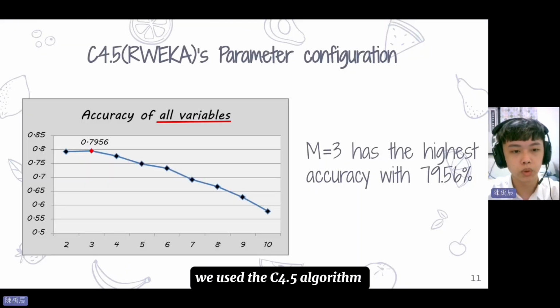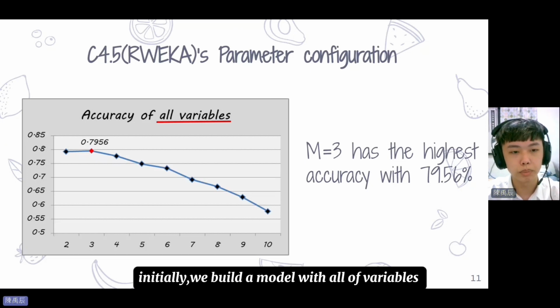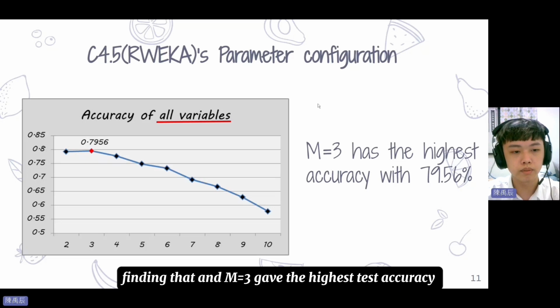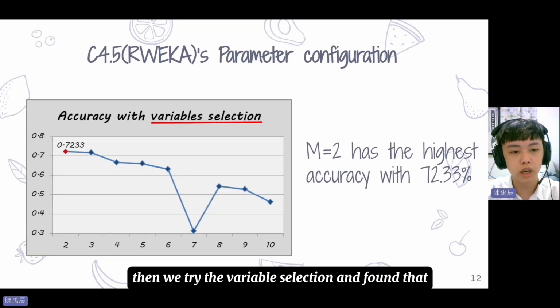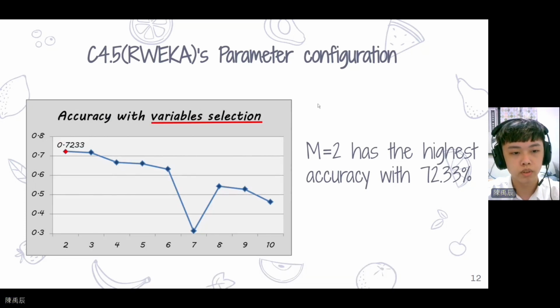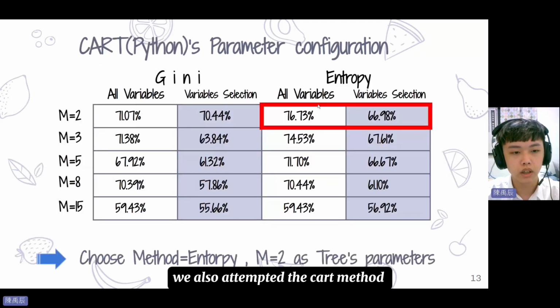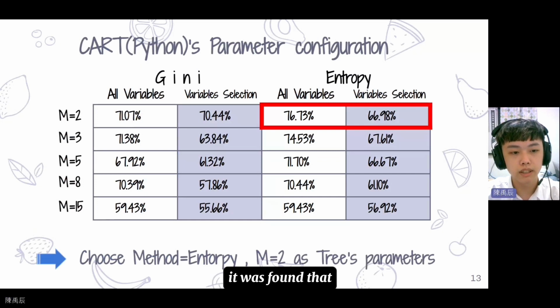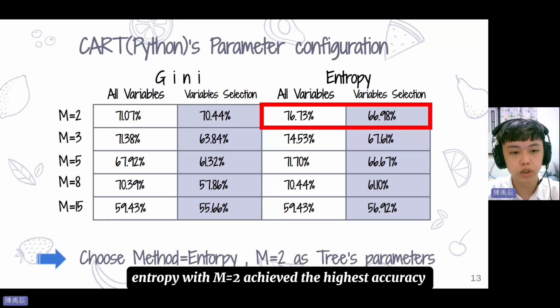We use the C5.0 algorithm to find the best parameters. Initially, we built a model with all variables, finding that n equals 3 gets the highest test accuracy. Then we tried the variable selection and found that n equals 2 yields the best accuracy. We also attempted the CART method, comparing Gini and entropy. It was found that entropy with n equals 2 achieved the highest accuracy.